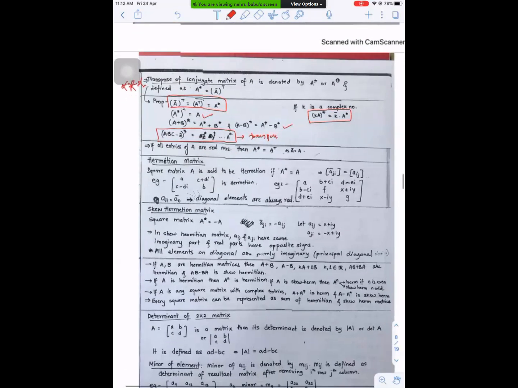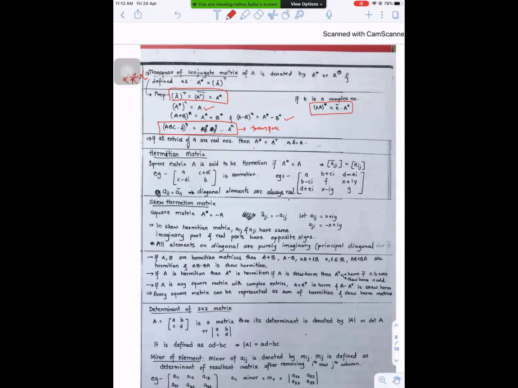And if all entries of A are real numbers, then A star is exactly equal to A transpose and A bar is exactly equal to A only. If entries are real numbers, in that case, because by taking the conjugate, it won't change. A conjugate of a real number is the number only. So we'll get that.